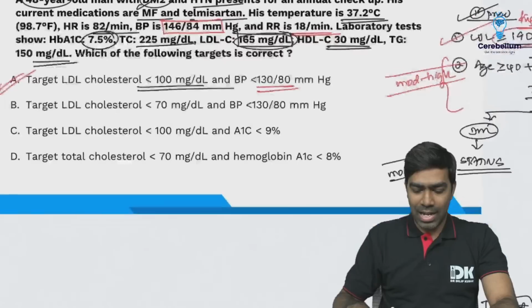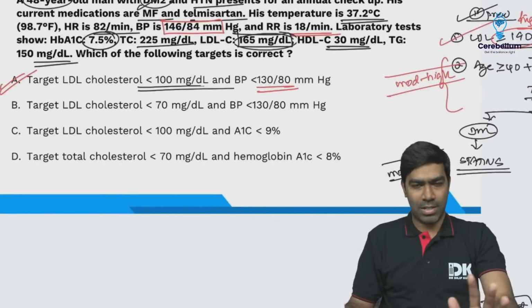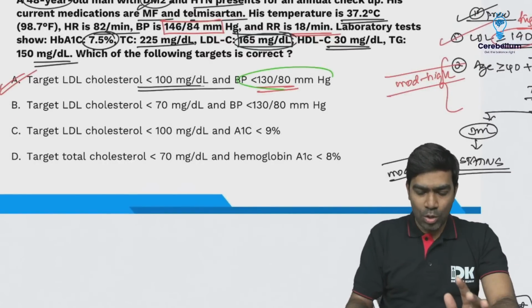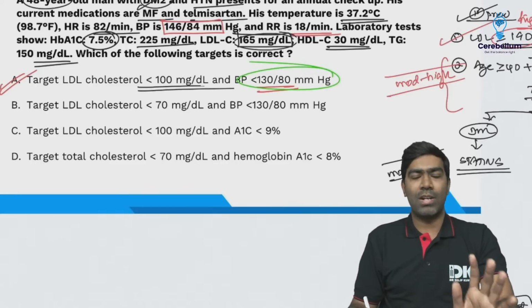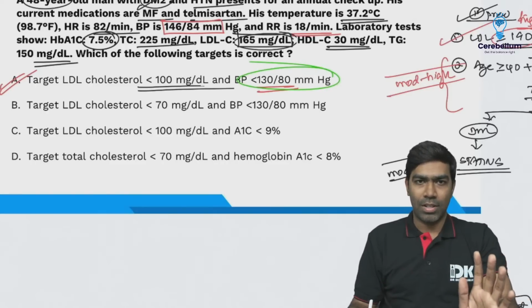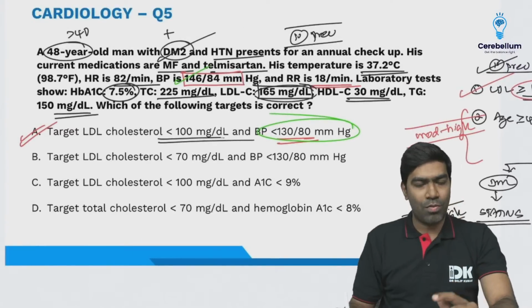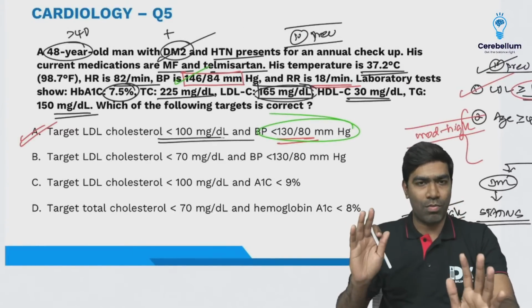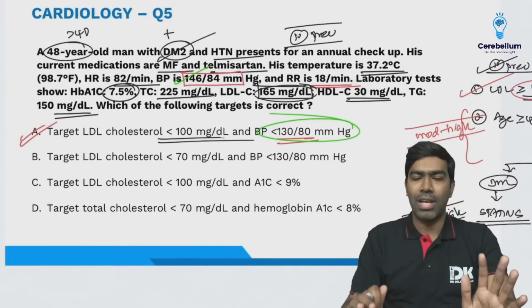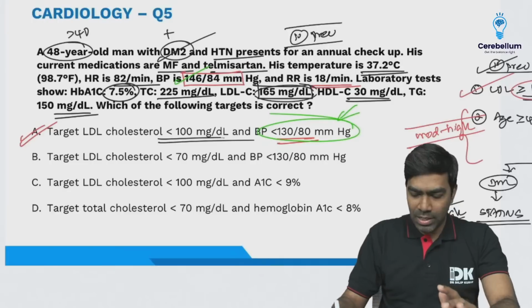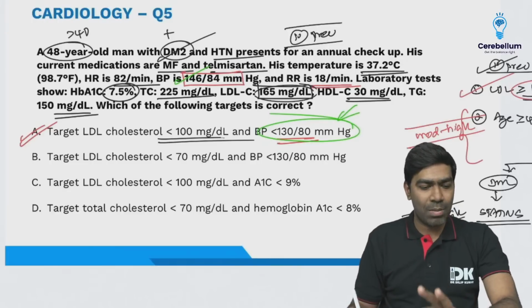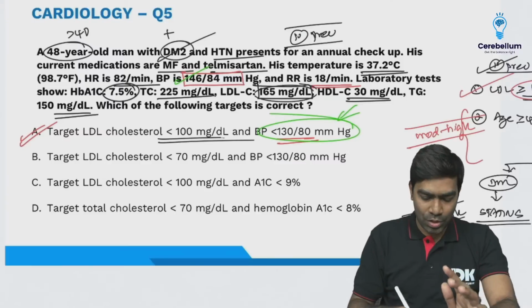And according to the current ACC/AHA norms, all the patients should have a BP, this is a universal target, of less than 130/80. So if the patient is having BP of 140/80, 146/84, which means more than 140, the patient is hypertensive. So I have to use antihypertensive drugs and I have to bring the BP down to less than 130/80 millimeters of mercury. So the right answer for this question is option A.